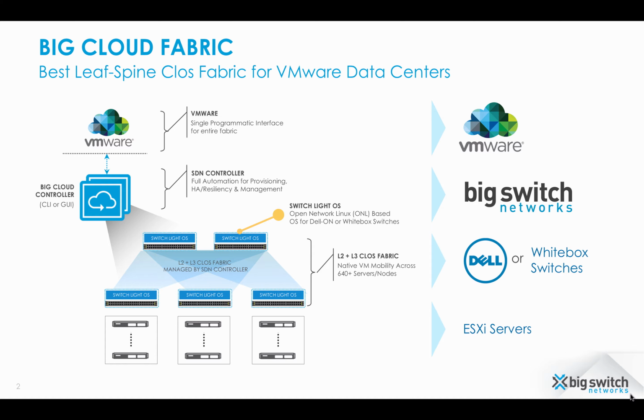BigCloud Fabric brings cost savings, network agility, and the other benefits of virtualization to data centers through a controller-based software-defined networking fabric. The product is based on leaf-spine architecture with open networking hardware running Switch-Lite operating system. It is purpose-built to optimize VMware deployments in a data center, including vSphere, vSAN, NSX, and VMware Integrated OpenStack.